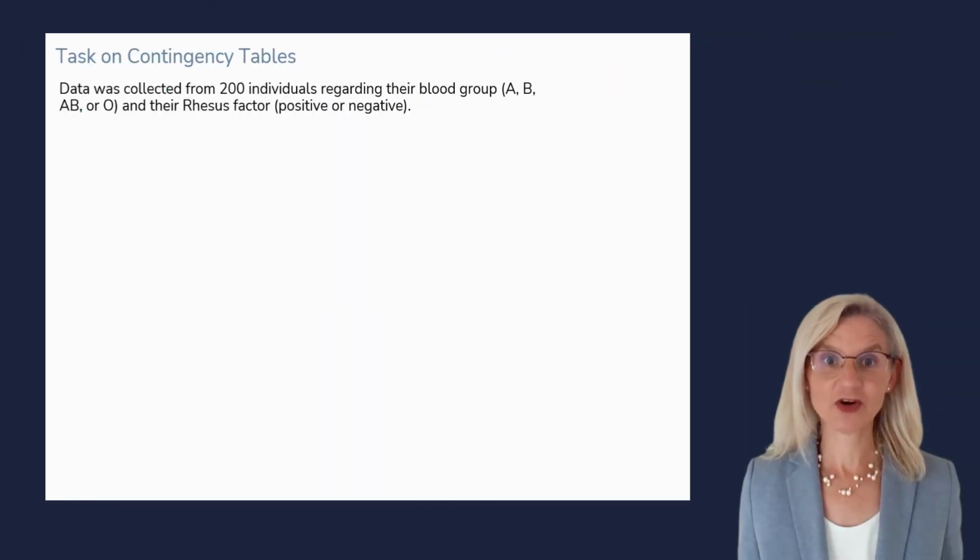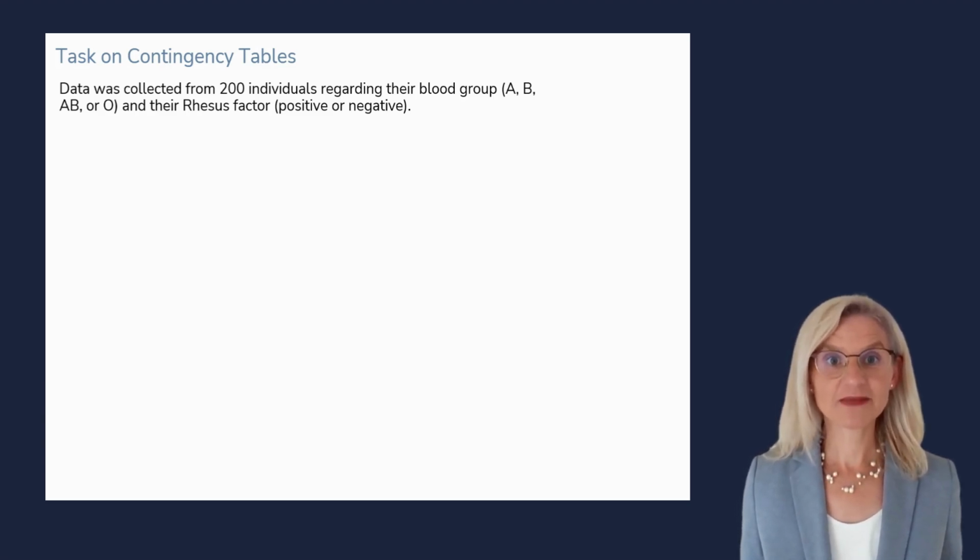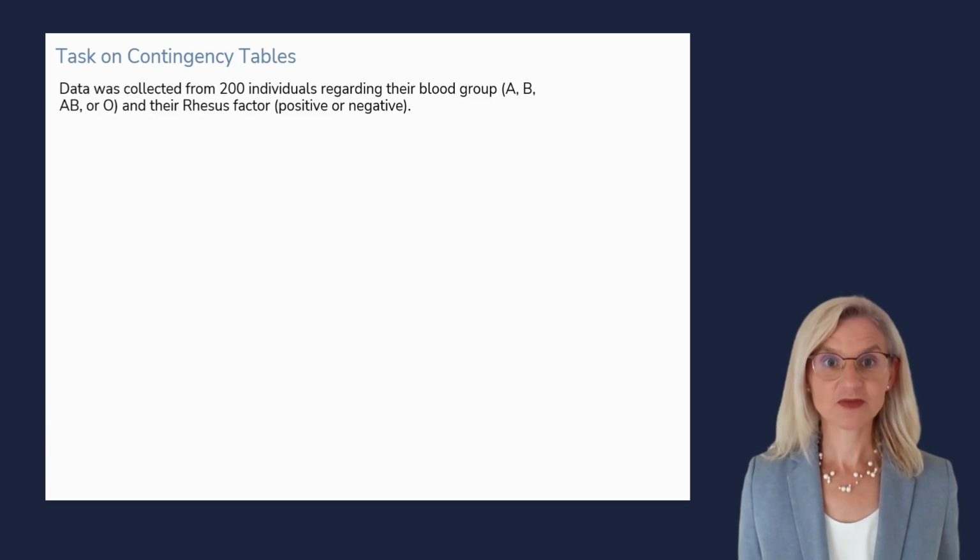Let's take a look at the following example. A survey was conducted with 200 individuals recording 2 characteristics, blood group with 4 categories, A, B, AB, and O, and rhesus factor with 2 categories, positive and negative. Pause the video here and take a moment to think about how the contingency table should be structured.